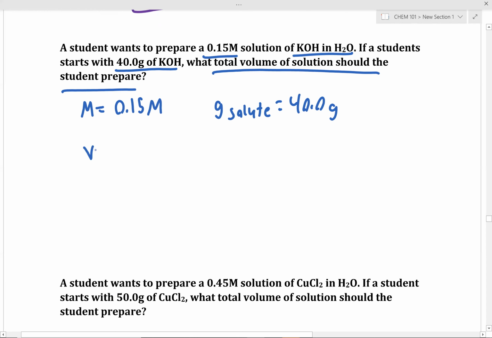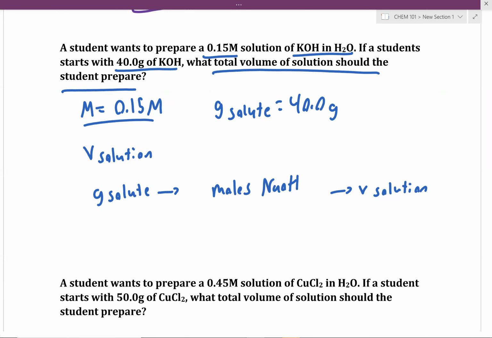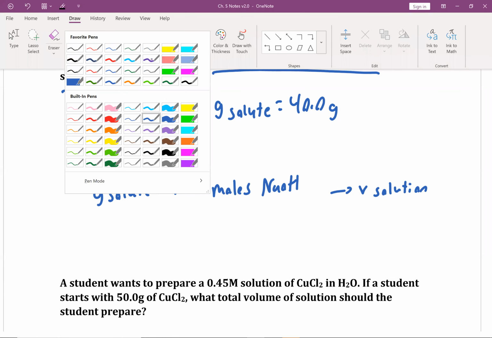Our goal in this problem is to figure out the volume of our solution, okay? So the way that we're going to go about doing this is we're going to start with the grams of solute, and our goal is to end up at the volume of our solution. How can we calculate the volume of solution using molarity? What units will we go through? How do we get volume using molarity? Exactly. So we need to go to moles of solute, in this case KOH. Perfect. We now have our solution map, and now we can execute on it.